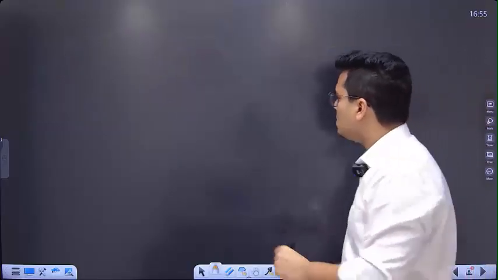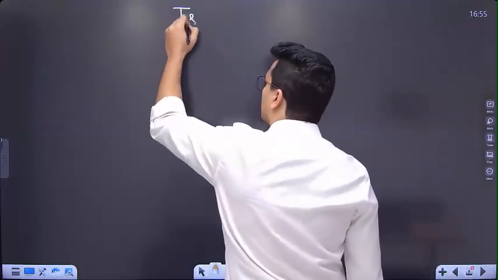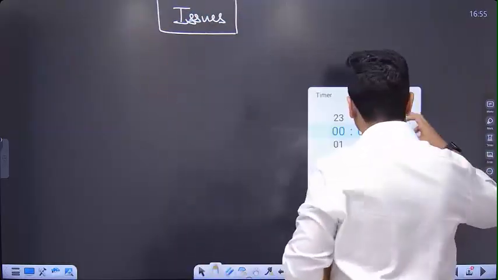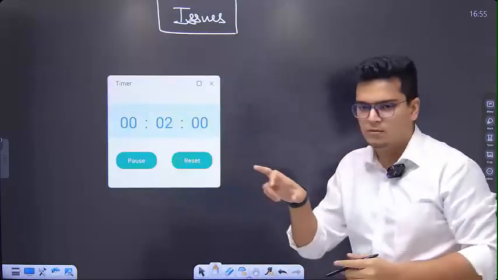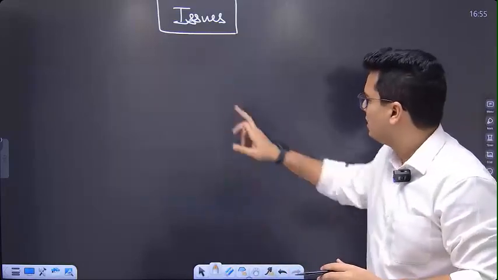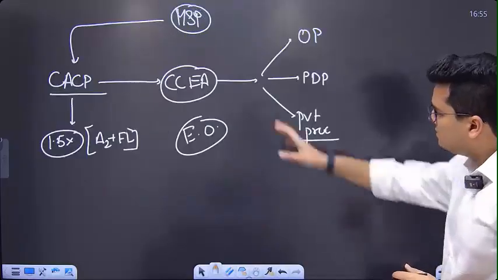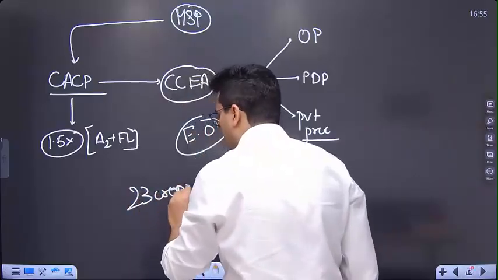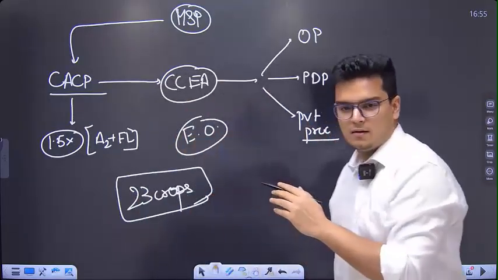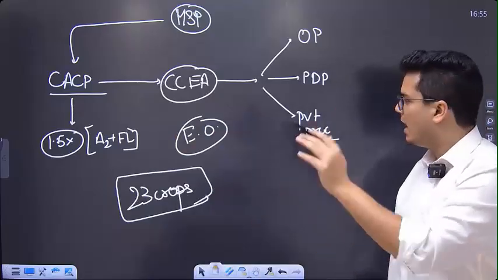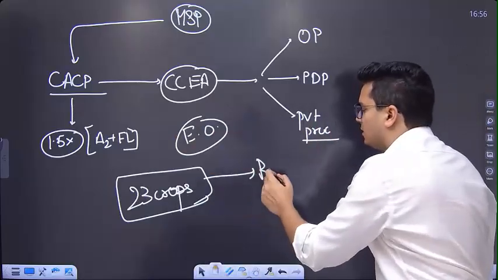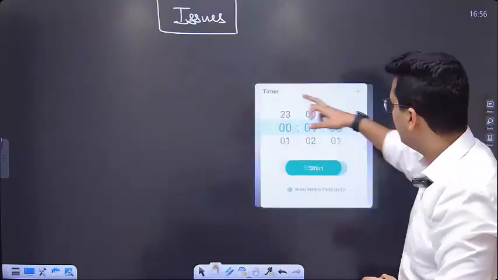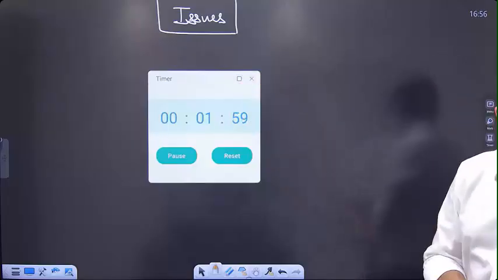Firstly, what are the issues surrounding MSP? Here, I want you to participate. I'm giving you 2 minutes. You know what the process is now, right? One more thing I'd like to tell you. In this process, MSP is given for 23 crops only, and mainly it is given for rice and wheat. Now tell me, you have 2 minutes, and tell me what are the issues with regards to minimum support price.